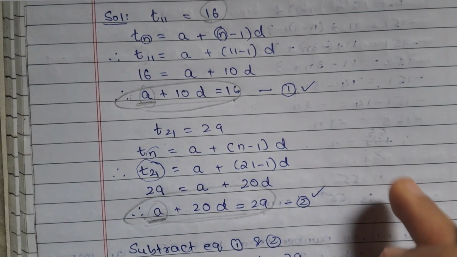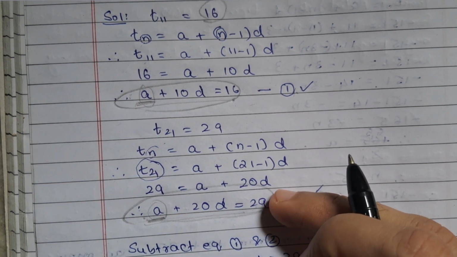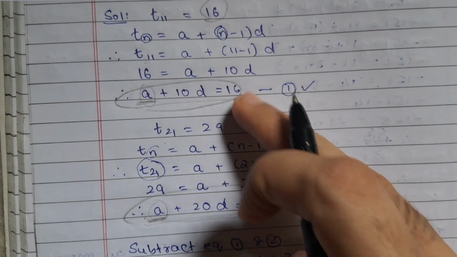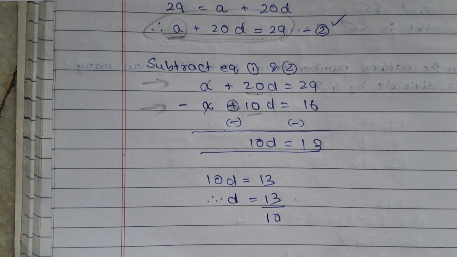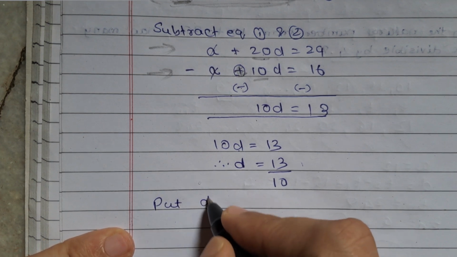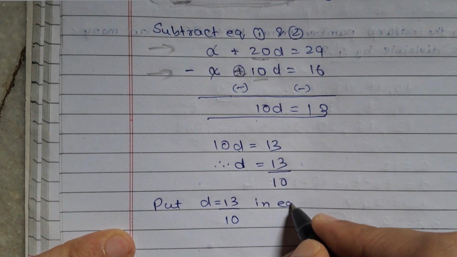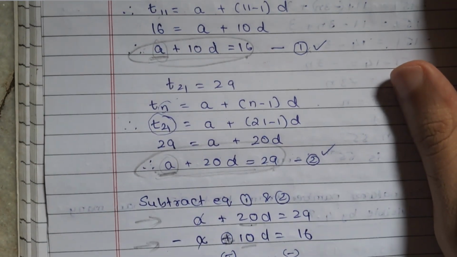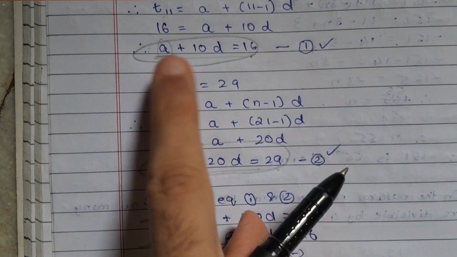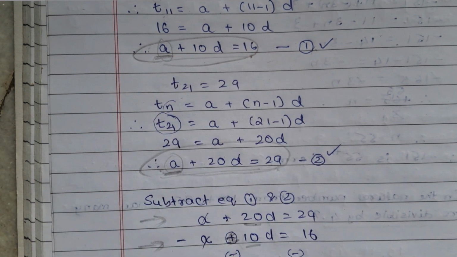Whenever you have such two equations, if you get the value of one variable, you will put it in any of the equations to get the second variable, right? So what did I get now? I get the value of d. So I will simply put d equals 13 upon 10 in an equation. You can put it in any equation. Just see which one is better out of the two. I believe this one has a smaller number, right? Let's pick this one, a plus 10d equals 16.